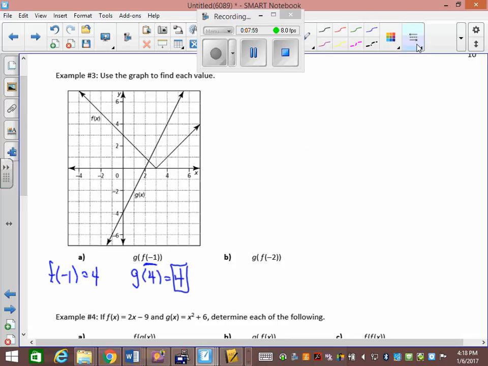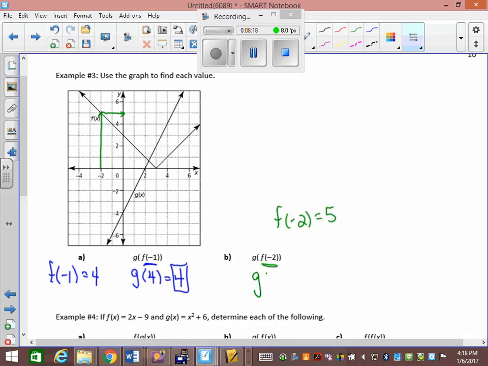Now, say I'm finding g of f of negative 2. So now I'm finding f of negative 2. So I'm going to look for when x is negative 2 and look for what the y value is. So when x is negative 2, the y value of f is 5. So I'm going to fill in for f of negative 2, 5.